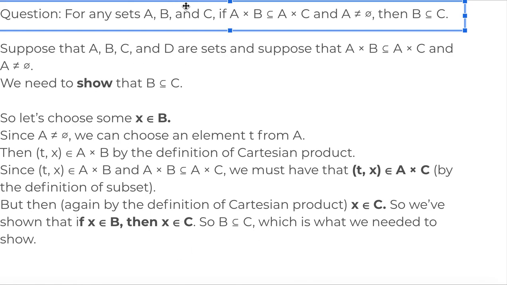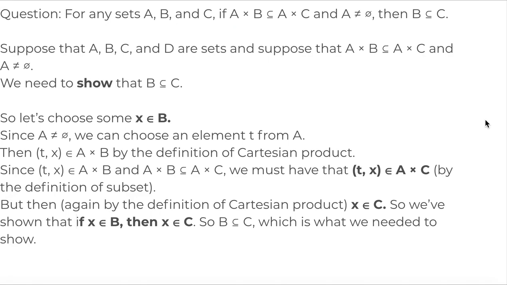So for these kinds of proofs, always try to choose an element in one of the sets and prove that that element would also belong in the superset, right? And that's how you need to prove different proofs. And that's it.